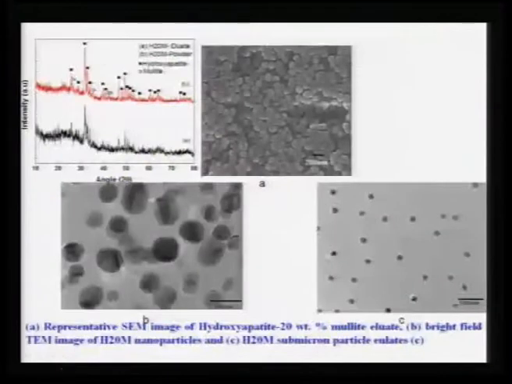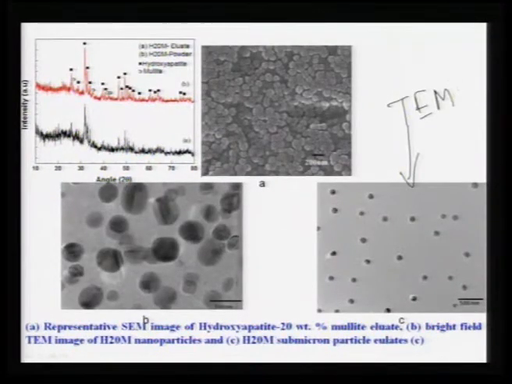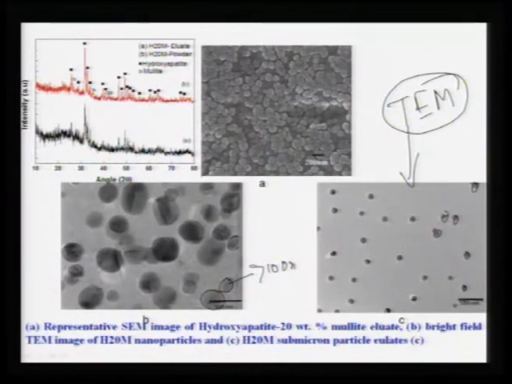So, this is the transmission electron microscopy image, the bright field TEM image, and you can see this is 500 nanometer, meaning individual particles are somewhere between 70 to 80 or 80 to 90 nanometer, which is less than 100 nanometer. Here this is 500 nanometer, meaning individual particles here are greater than 100 nanometer. So, this is less than 100 nanometer, the other one is greater than 100 nanometer.